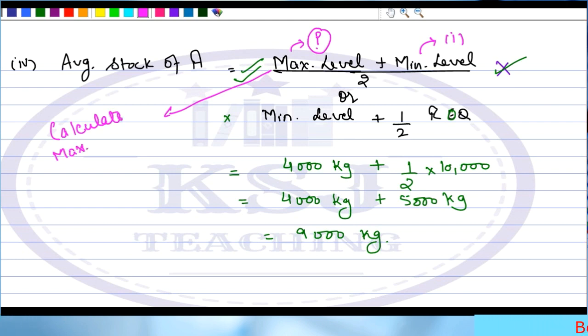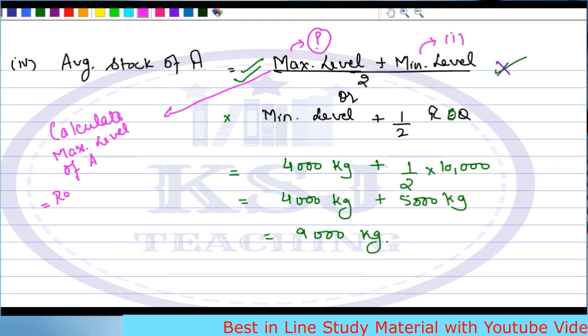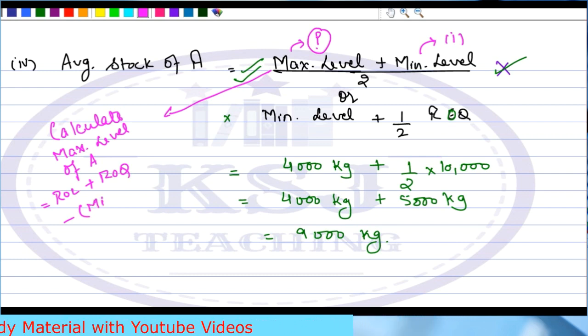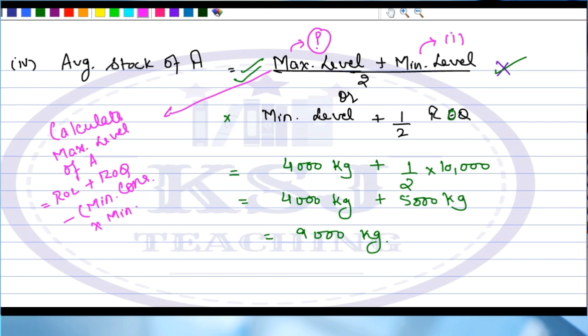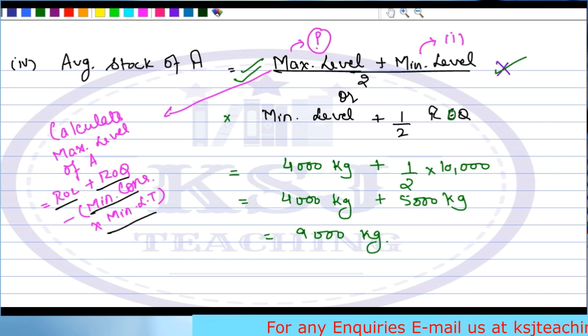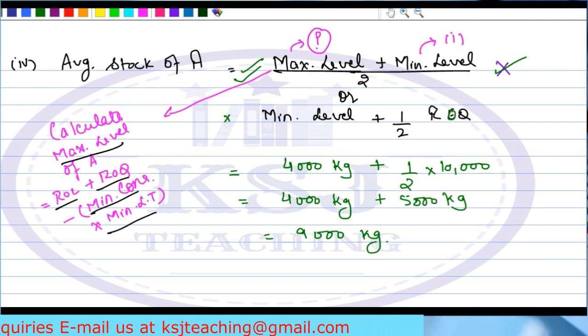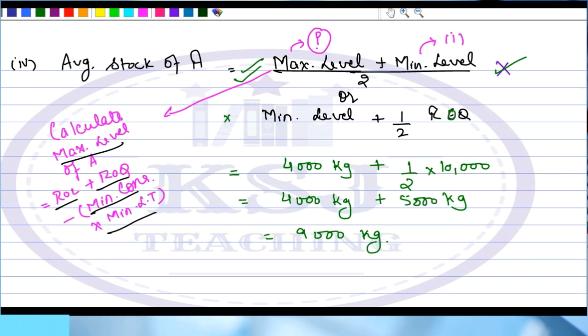maximum level of A. This will be reorder level plus reorder quantity minus minimum consumption into minimum lead time. You have all the things now. You have the reorder level, you have reorder quantity, you have minimum consumption and minimum lead time. So first you will have to calculate the maximum level of A, then add the minimum level you have calculated in the first part, divided by 2, you will get the answer. Okay, this is your homework now.